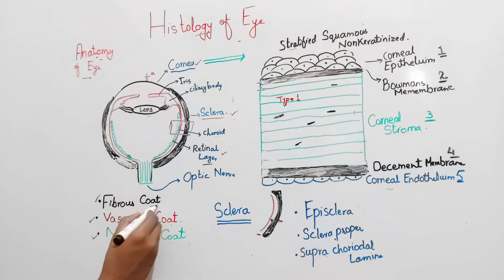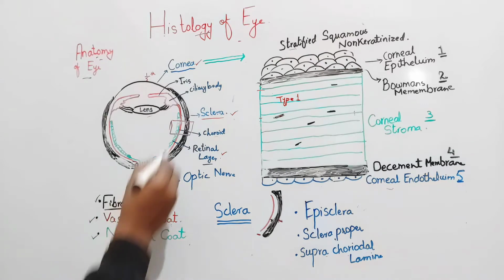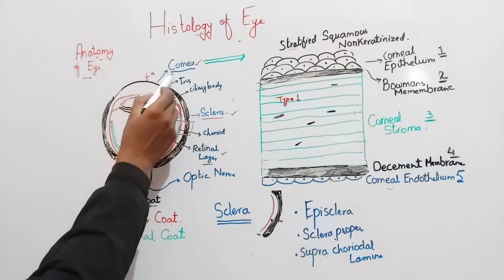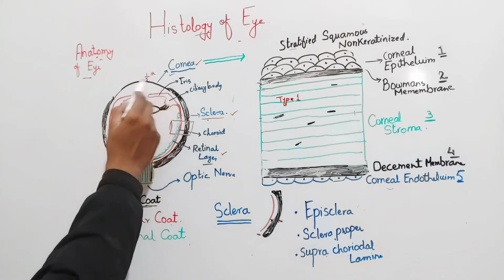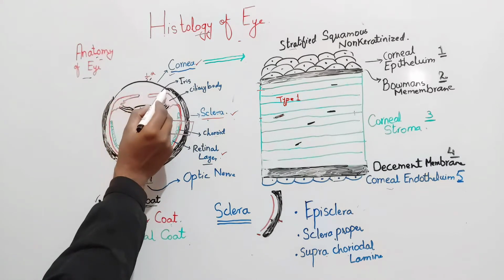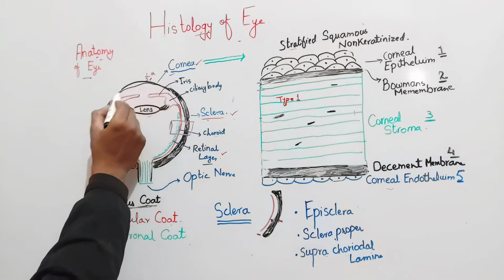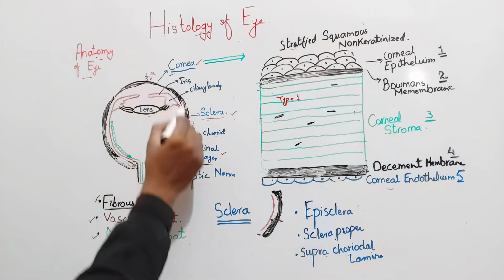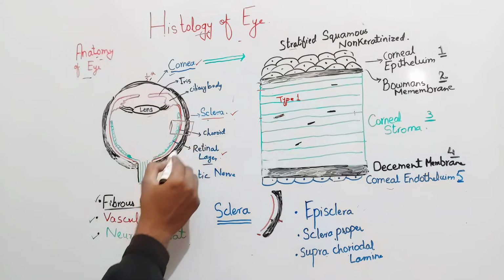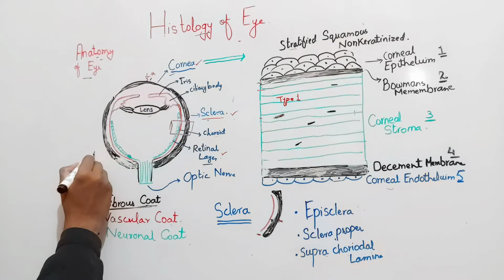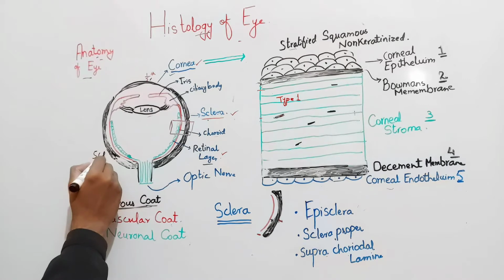The fibrous layer, represented in black, consists of two things. Number one is the cornea, number two is the sclera. The cornea is one fifth of the fibrous coat. Then the sclera, which consists of five sixths of the fibrous layer.